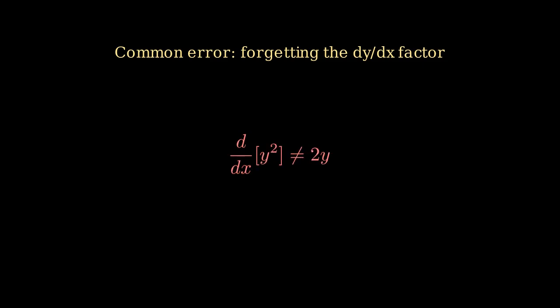Now, the most common trip-up in implicit differentiation. When students differentiate a term like y squared, they often write just 2y, forgetting to attach the dy by dx factor. This happens because y squared visually looks just like x squared, so it's tempting to differentiate it the same way. But remember, y is a function of x, not the independent variable itself, so the chain rule must apply, and the correct derivative is 2y times dy by dx, not 2y alone.